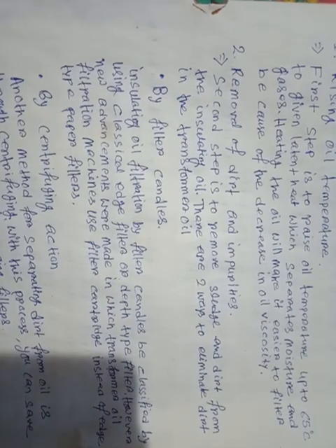Second is by centrifuge action. Another method for separating dirt from transformer oil is through centrifuging. With this process, you can save the recurring cost of changing the filter. This process is very easy and the cost is very low. We can use this process for removing the dirt from the transformer oil.